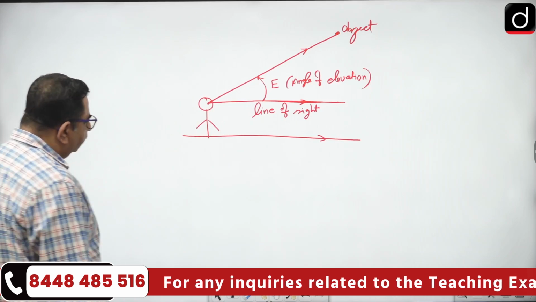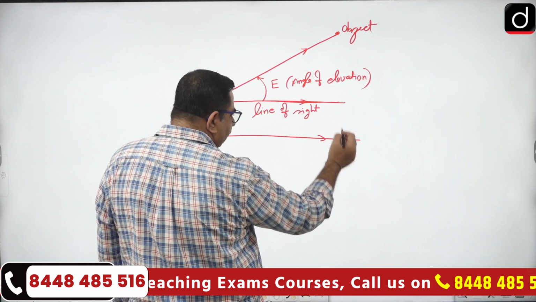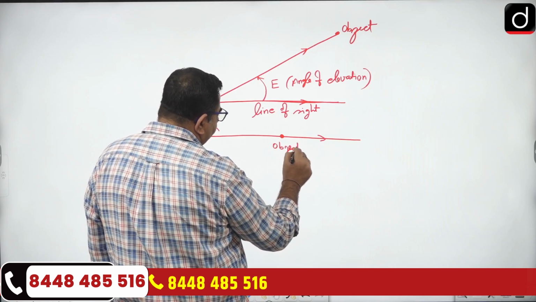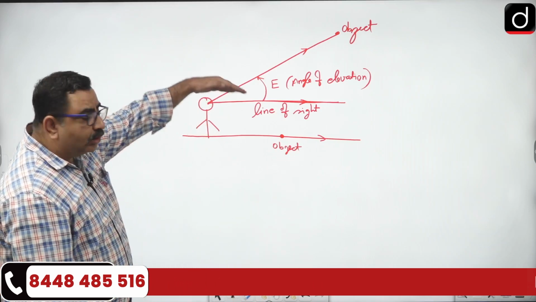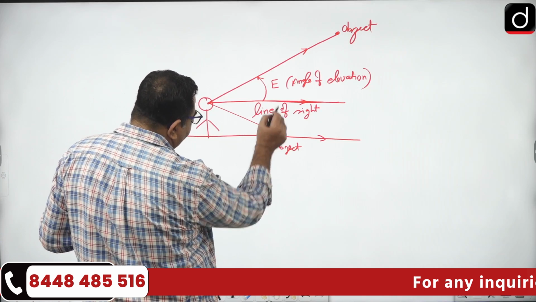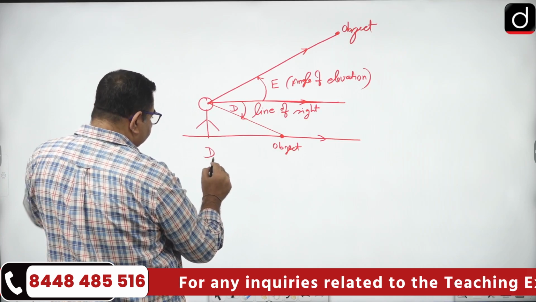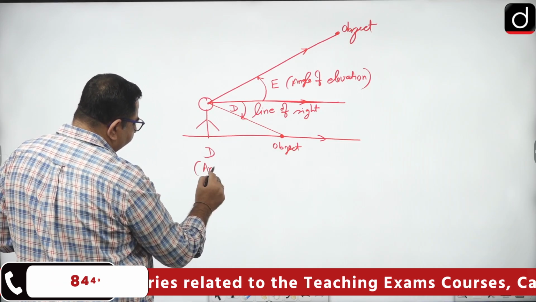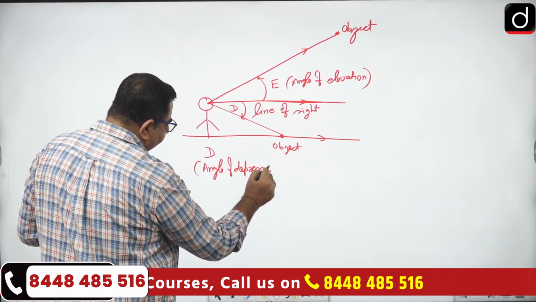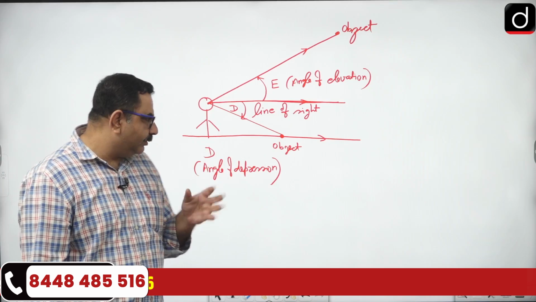And suppose the same person sees anything which is below him, suppose on the ground, let's say this is the object. So he has to take the line of sight downwards at some angle. Suppose he is looking at this object, so the line of sight will go downwards, and this is called the angle of depression. Sometimes it is written as angle of dip, but both are the same.